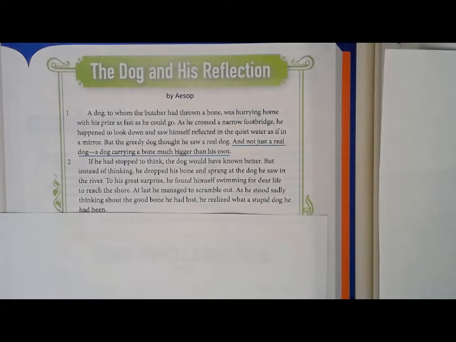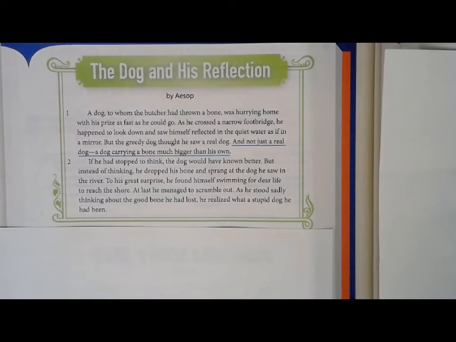If he had stopped to think, the dog would have known better. But instead of thinking, he dropped his bone and sprang at the dog he saw in the river. To his great surprise, he found himself swimming for dear life to reach the shore. At last he managed to scramble out. As he stood sadly thinking about the good bone he had lost, he realized what a stupid dog he had been.